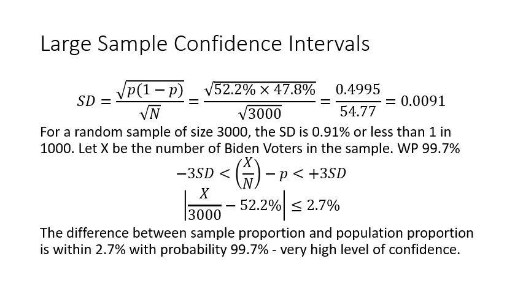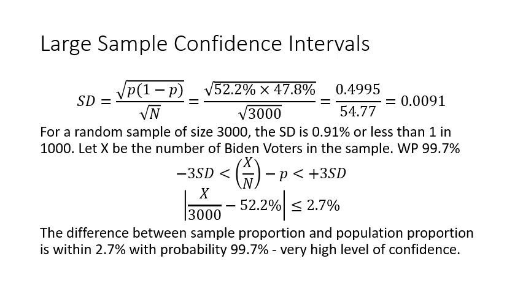That's 9 in 1,000. That's slightly less than 1%. So now, according to the confidence interval theory, if X is the number of Biden voters, then with probability 99.7%, X divided by N, or the proportion in the sample, minus the true proportion in the population, which was 52.2%, this difference will be within plus or minus 3 SDs with probability 99.7%.